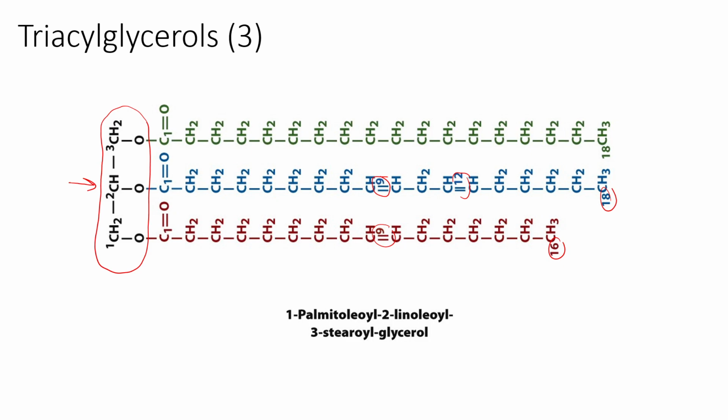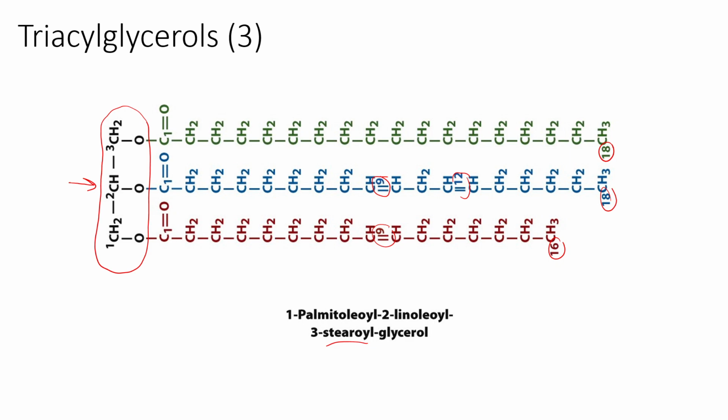And in our 3rd position on the glycerol, which is carbon number 3, and it's shown in green here, we have our completely saturated fatty acid, and this is our sterol. So again, it's based on stearic acid. It's got 18 carbons, no double bonds. So overall, you could call this whole structure 1 palmitoyl, 2 linoleoyl, 3 sterol glycerol, which is a bit of a mouthful.